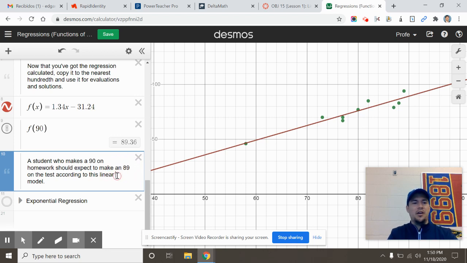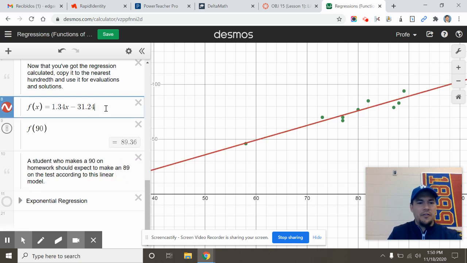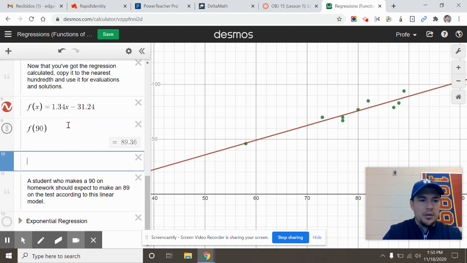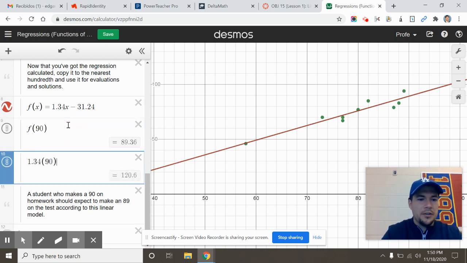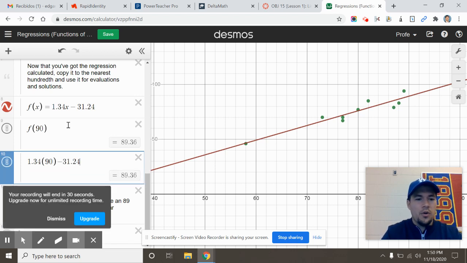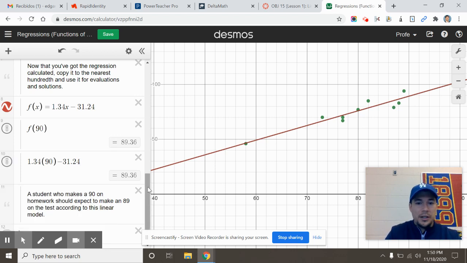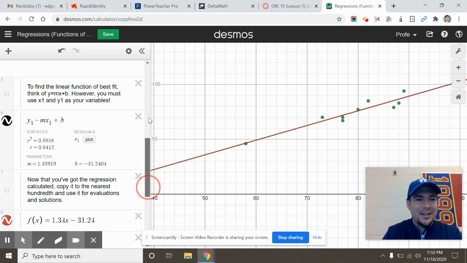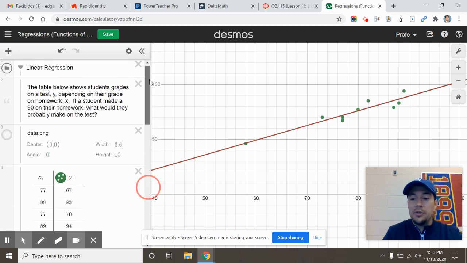Another way that you could do that evaluation, right, is, well, you could do it by hand. You could say 1.34 times 90, that gives me 120.6, and then take away 31.24, and you get 89.36. To the nearest whole number, that is an 89. Okay, so that's evaluation with function notation or by just substituting. And so that is how you find a linear regression model and how you use that linear regression model to answer questions.